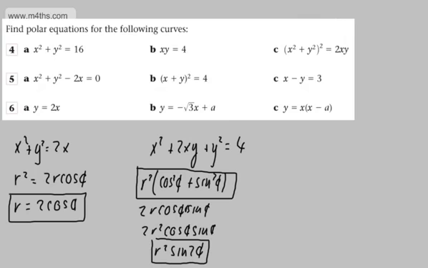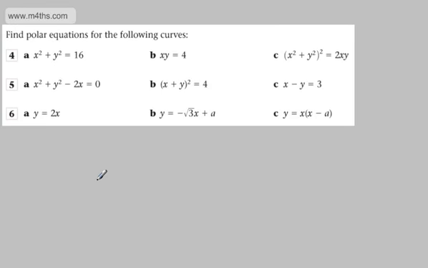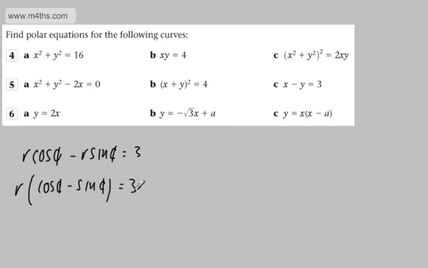Right, let's look at another one. x minus y is equal to 3. Well, x is r cos theta, so r cos theta minus r sine theta is equal to 3. If we factor out the r, we've got r times (cos theta minus sine theta) is equal to 3. I think we're going to need a trig identity for this one.